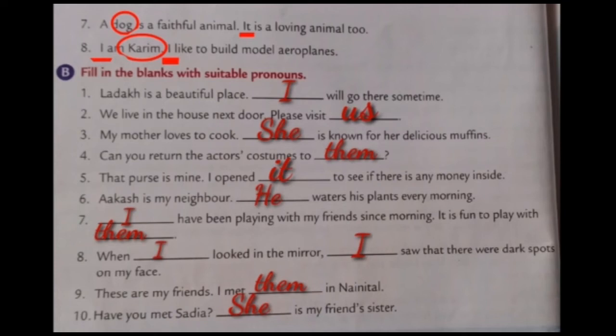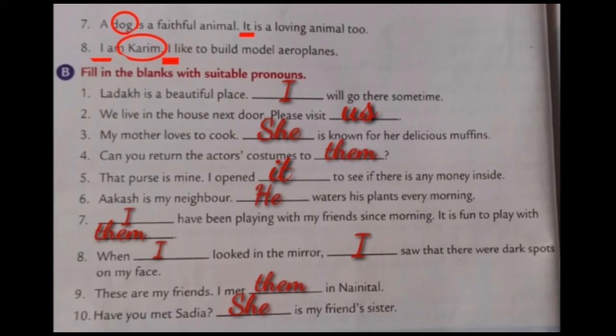Then eighth one, I am Kareem. I like to build model aeroplanes. Here the personal pronoun is I. The noun that I stands for is Kareem.